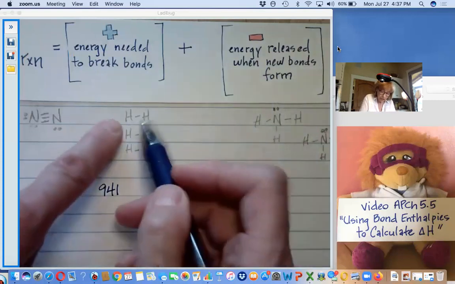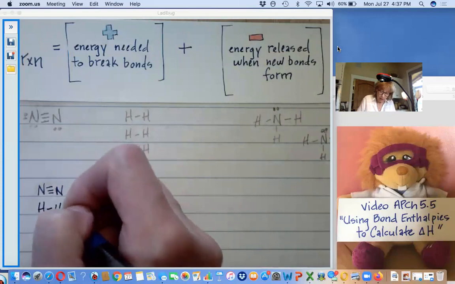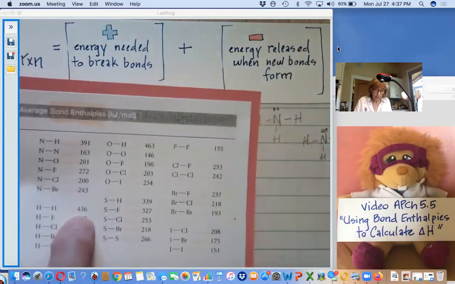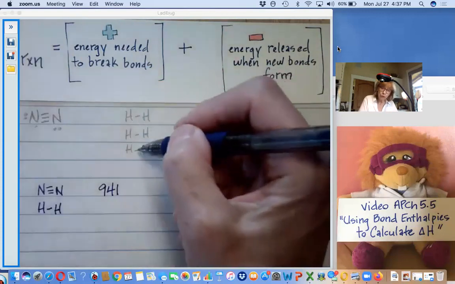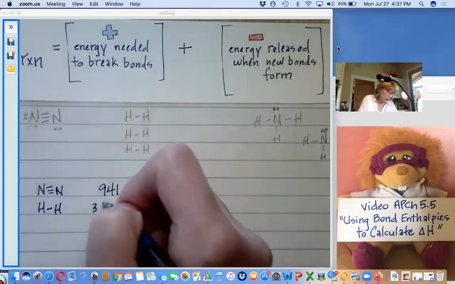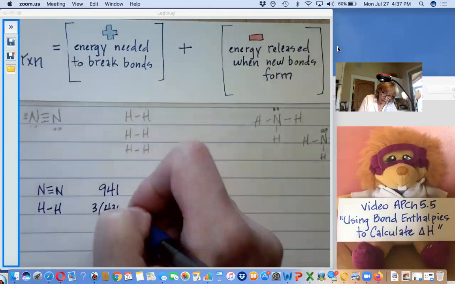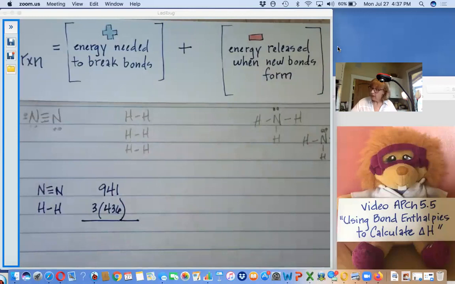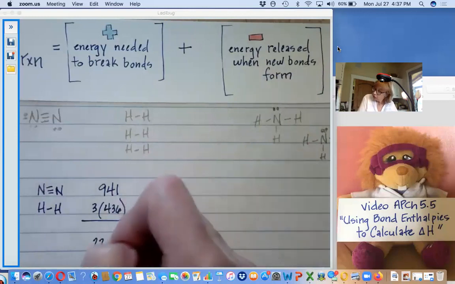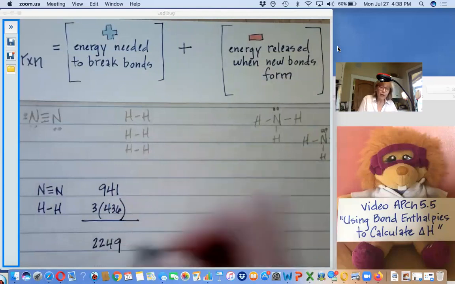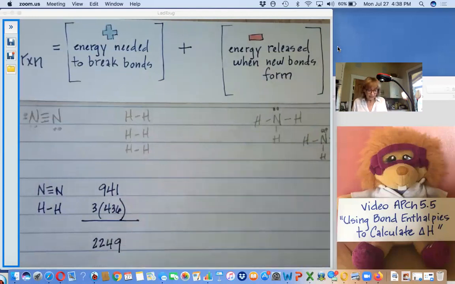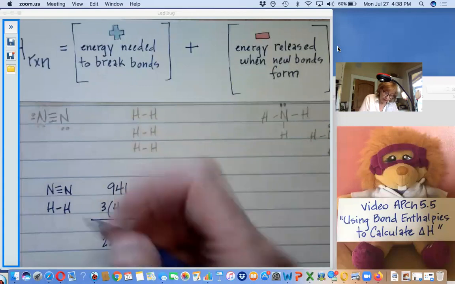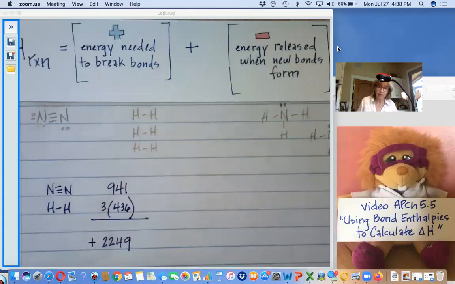And then the hydrogen to hydrogen bond is 436, but there are 1, 2, 3 of those that have to be broken. So I'm writing 3 times 436. Okay, now I'm going to grab my calculator and add up that total, 2,249. That is the total amount of energy that is going to need to go in to break all the bonds. I'm just going to remind myself that's a positive value.